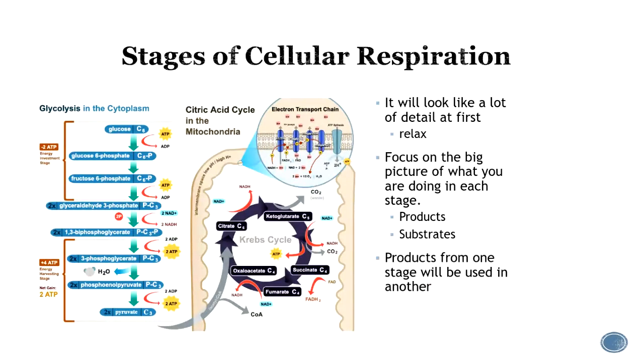So let's go through the stages in a little bit more detail, but don't freak out. Like I said right here, relax. Focus on the big picture: what's going in and how does it relate to the overall equation. What are the products? What are the substrates? What's getting in? What's getting out? I'm not going to expect you to remember all the stages in order. That's just torture. You're not a major. What you should know is that products from one stage will be used in another. So your cell's very efficient.